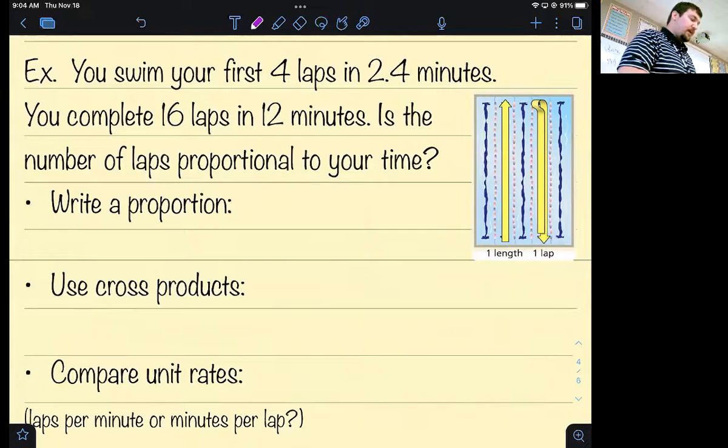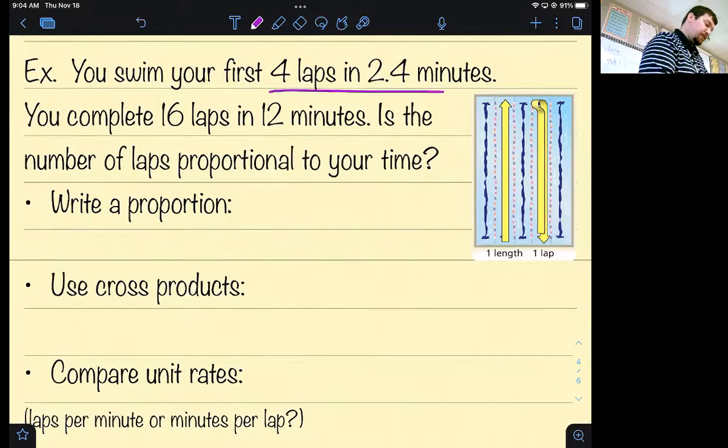You swim your first 4 laps in 2.4 minutes. Now a lap, for those swimmers in here, how many are swimmers in here? Okay. Lap is down and back, right? Okay. So you swim your first 4 laps in 2.4 minutes. You complete 16 laps in 12 minutes. Is the number of laps proportional to your time?